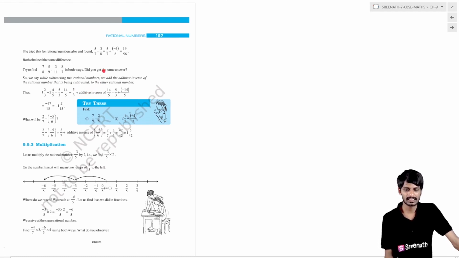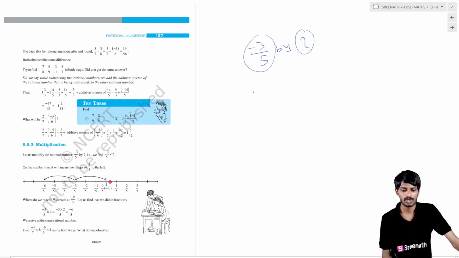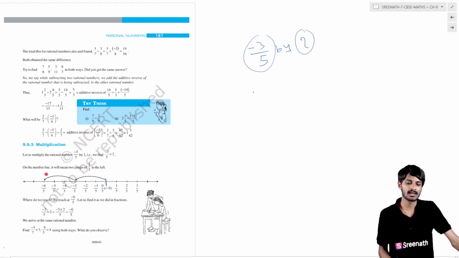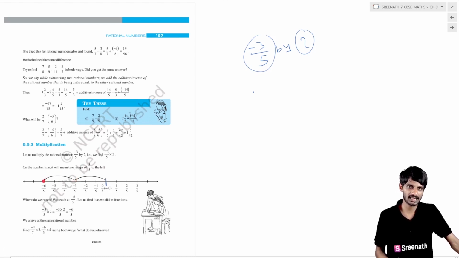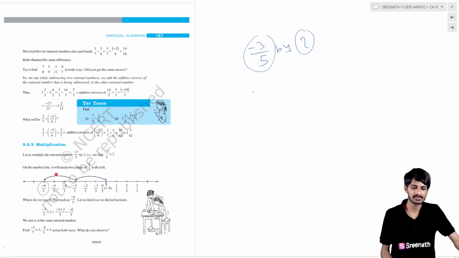Okay, that is it. Now we are going into multiplication. That is the third operation. How will we multiply? Basically, whenever you are doing multiplication on the number line, how will you do it? Suppose you want to multiply minus 3 by 4 by 2. First you start at the origin, and you take two steps, and each step size is minus 3 by 4. The first step is minus 3 by 4, and the next step is minus 6 by 4. So the final answer is minus 6 by 4.